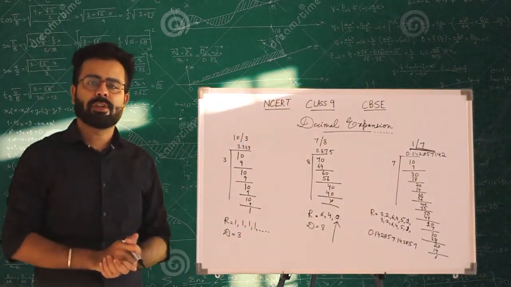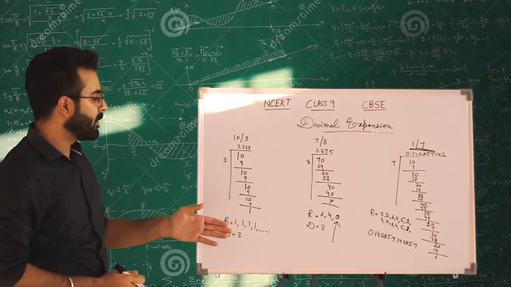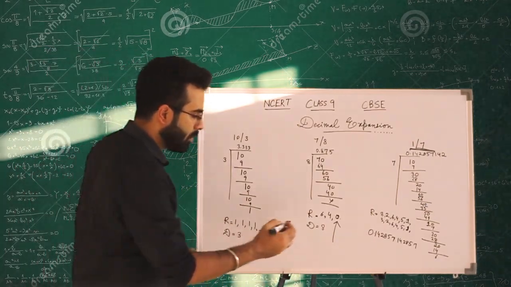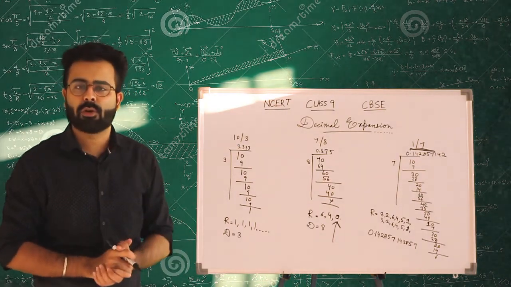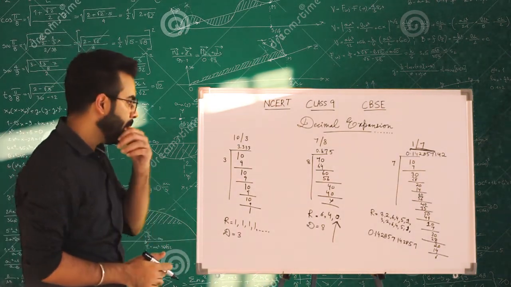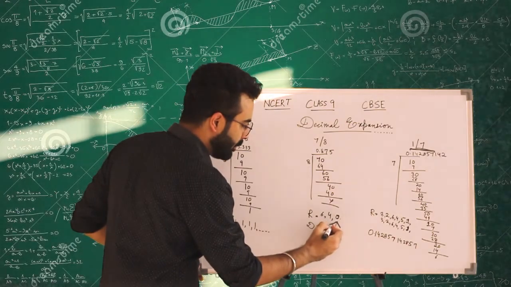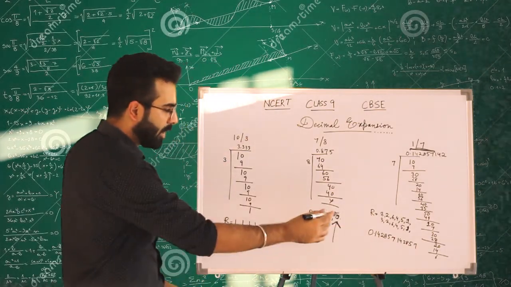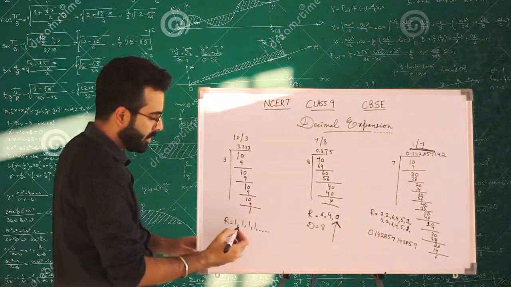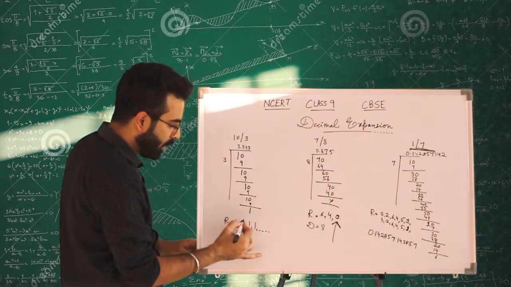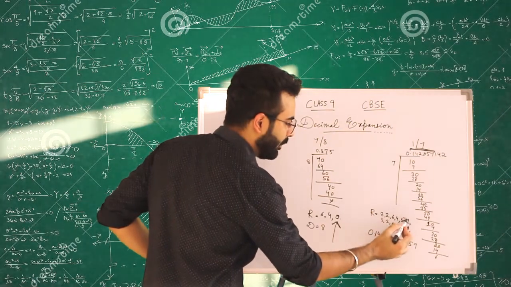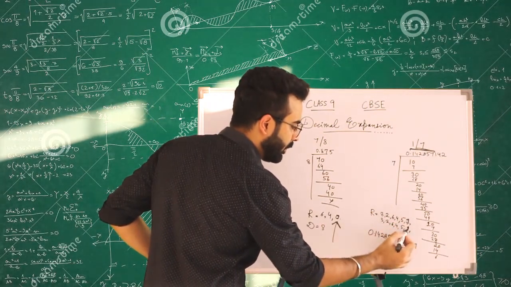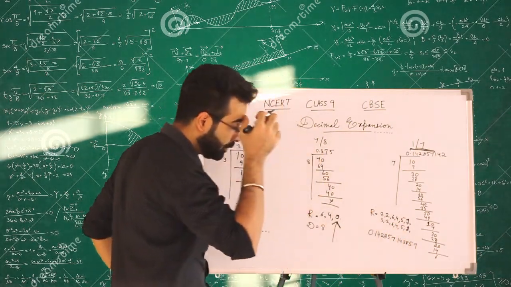So what are our observations from this? The first one is the remainder either becomes 0 after a certain stage or starts repeating. So for example, in this case the remainder becomes 0. But in these two cases the remainder doesn't become 0 but it starts repeating. For example, 1, 1, 1, it's repeating. And in this case it's 3, 2, 6, 4, 5, 1. After 1 it starts repeating again.